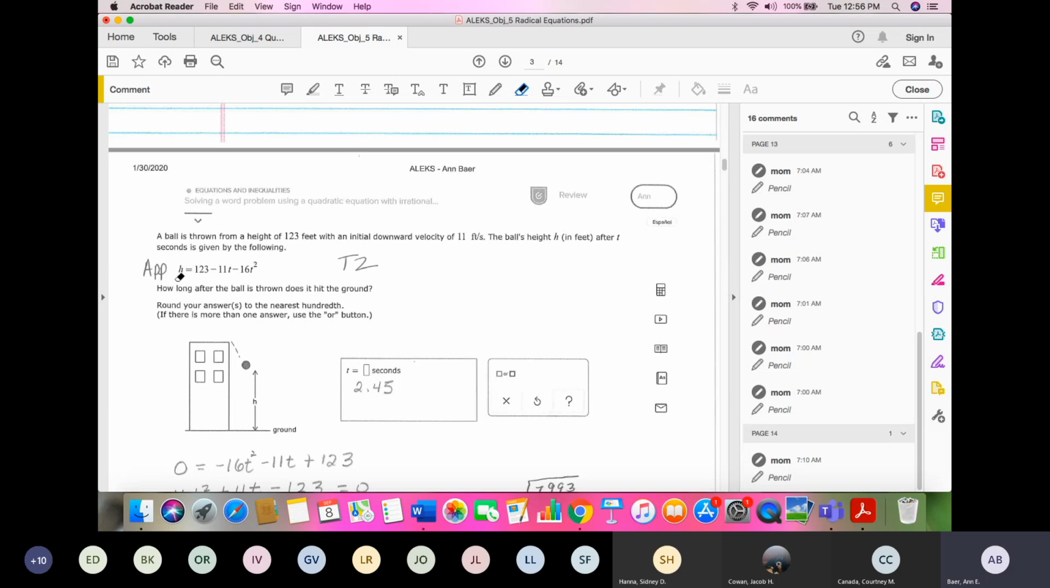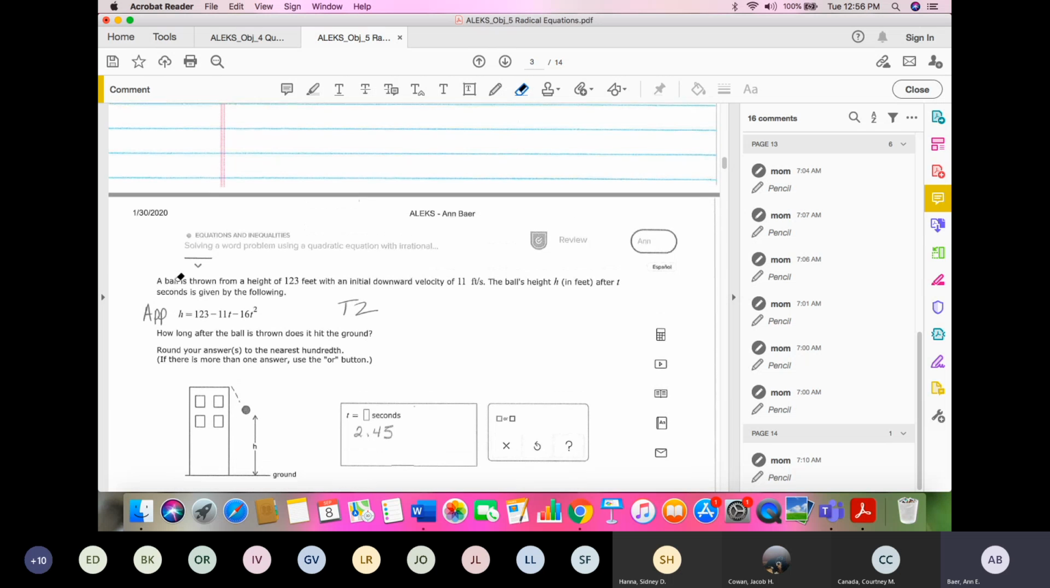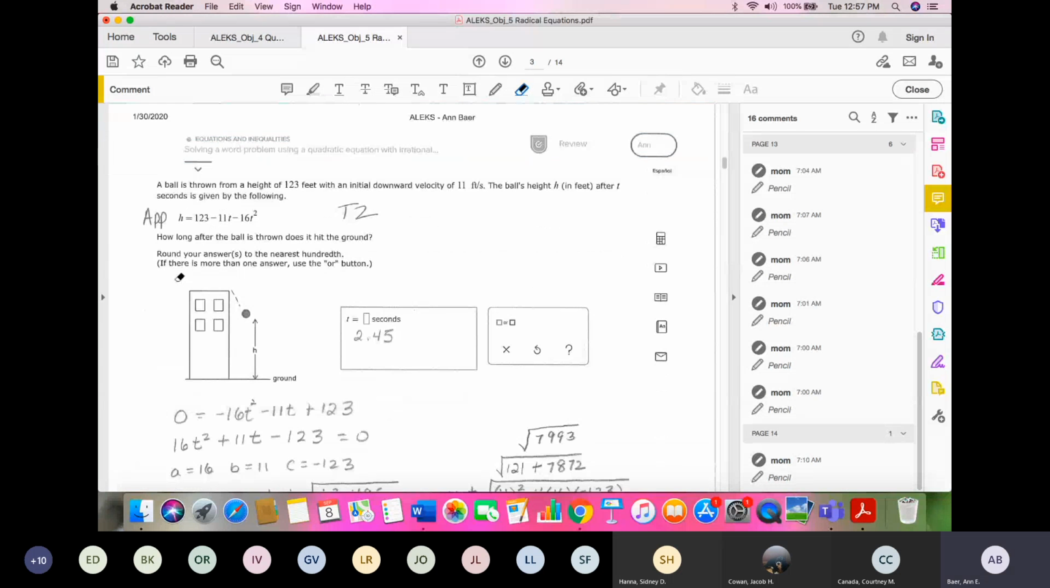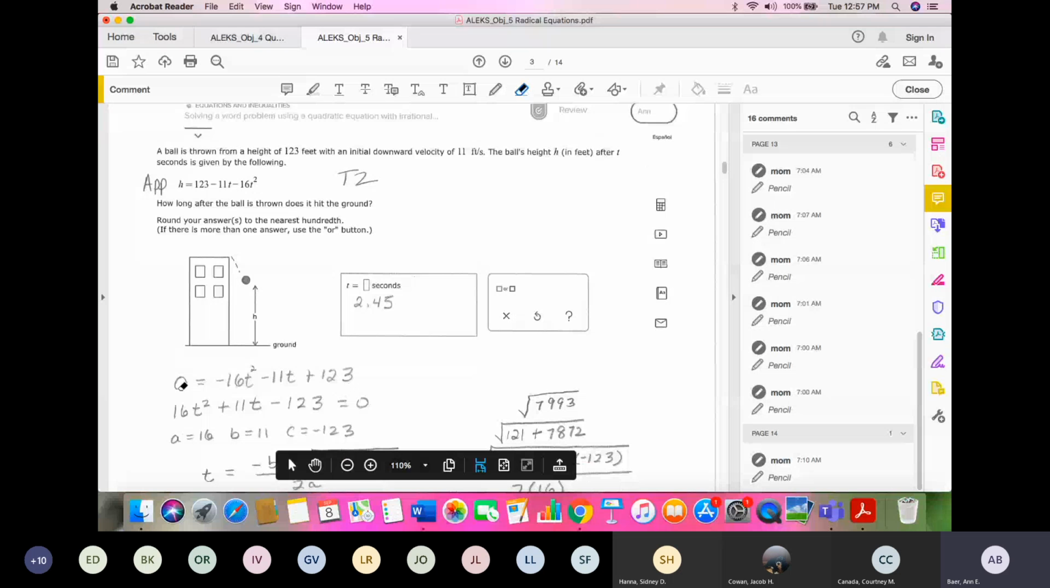Can somebody tell me? What is the height of the ball above the ground when the ball is on the ground? Does anybody have an idea? Would it be 0? It is definitely 0. That's what I'm getting at. So we would want to plug 0 in for this height up here. And then we would be talking about this and solving this.